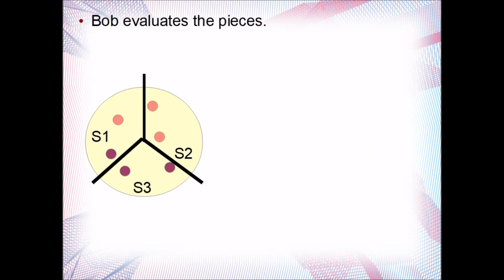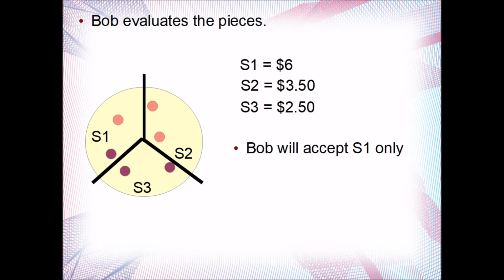So Bob comes along and evaluates the pieces. Bob thinks that S1 is worth $6, S2 is worth $3.50, and S3 is worth $2.50. Don't think too hard about how Bob came up with his values. That's his job, not ours. So anyway, Bob will only accept slice number 1 because he is entitled to $4 worth of cake, and the other slices he values as less than $4.